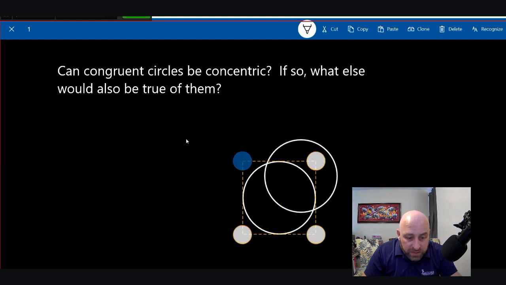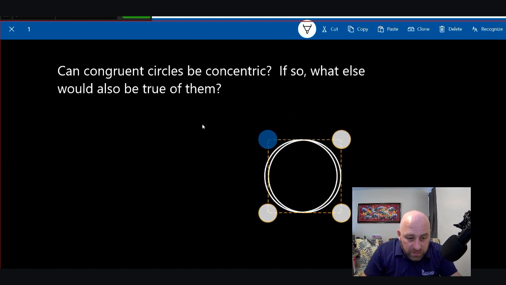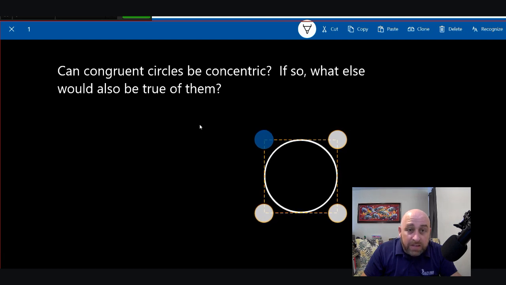Well, intersecting, intersecting, intersecting. Whoa, wait a second. What if we put it right back on top of that? Can it share the same center point? Yes, it can. But there's only one circumstance that it can do that. So, if it shares the center point, what else is also true?